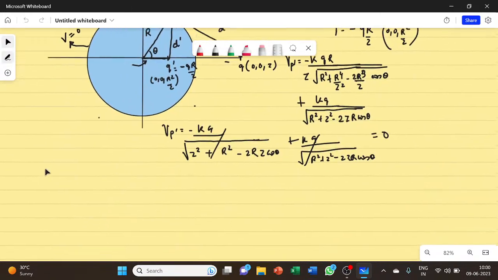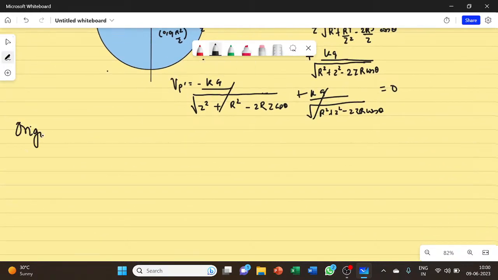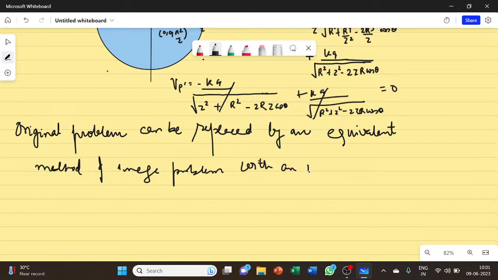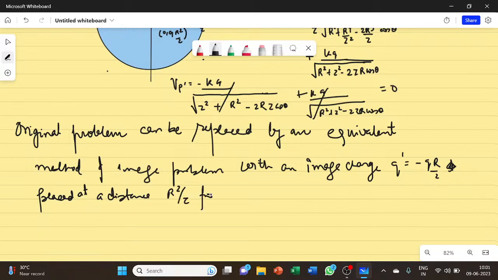I'll replace my original problem, so I'll write here, my original problem can be replaced by an equivalent method of image problem, at a distance from the center of the sphere. Okay, so I think this is quite clear.